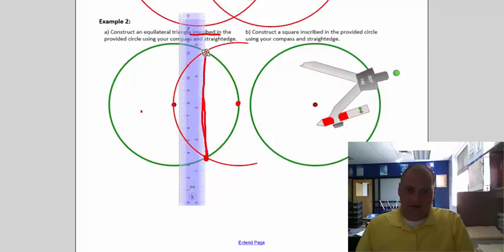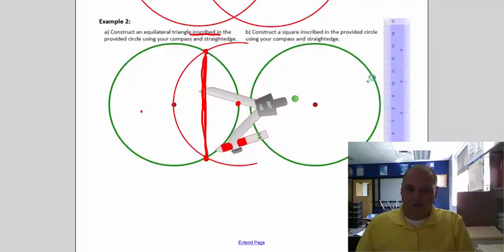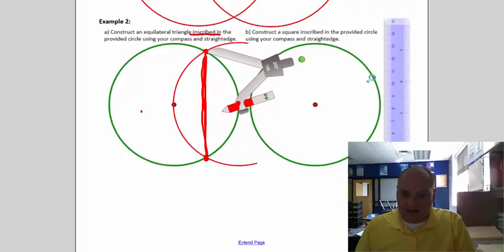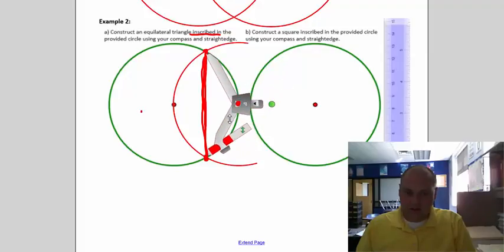Wow. I don't know why that ruler's not working. Okay, so my ruler's not going to work here, but that's all right. So there's one side of the equilateral triangle, and then what we're going to do is find that setting with our compass. Is that it right there? Right about there. Okay, there is the setting. It's a little bit off.